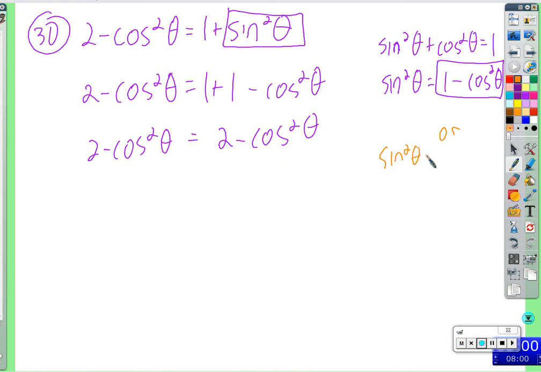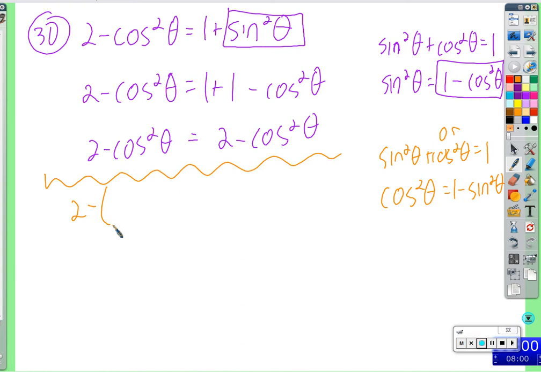Or start with sine squared plus cosine squared. And let's see if we can replace the cosine squared instead of the sine squared. We've got cosine squared equals 1 minus sine squared. So I'll go back here and plug 1 minus sine squared in for cosine squared, but I'll make sure there's a negative out front. 2 minus, 1 minus sine squared.